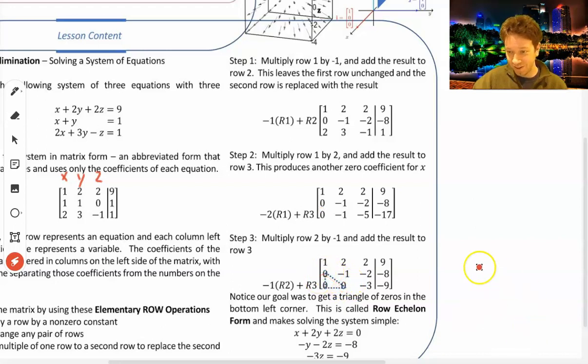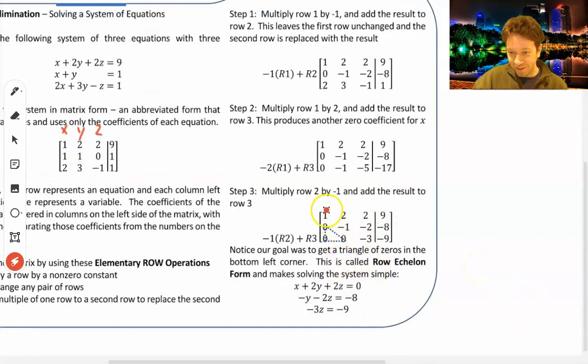Once you have this, notice what your equations are. This first equation is x plus 2y plus 2z equals 9. So that's this. Then we don't have an x term. We just have minus y minus 2z equals minus 8, which is this. And then in our last row, we don't have an x or a y term. We just have minus 3z equals minus 9. So once we have our matrix set to this little left corner triangle of zeros, we get these equations. And those are so much nicer than these.